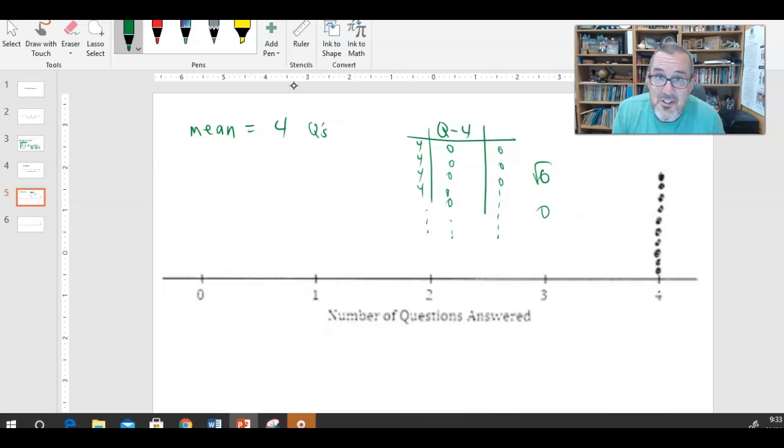There is no deviation. Of course, computationally, you would get 0. But even just conceptually, there's no deviation from the mean. Everybody answered exactly the mean. Everything is clustered. There's no deviation. And so, standard deviation of 0.